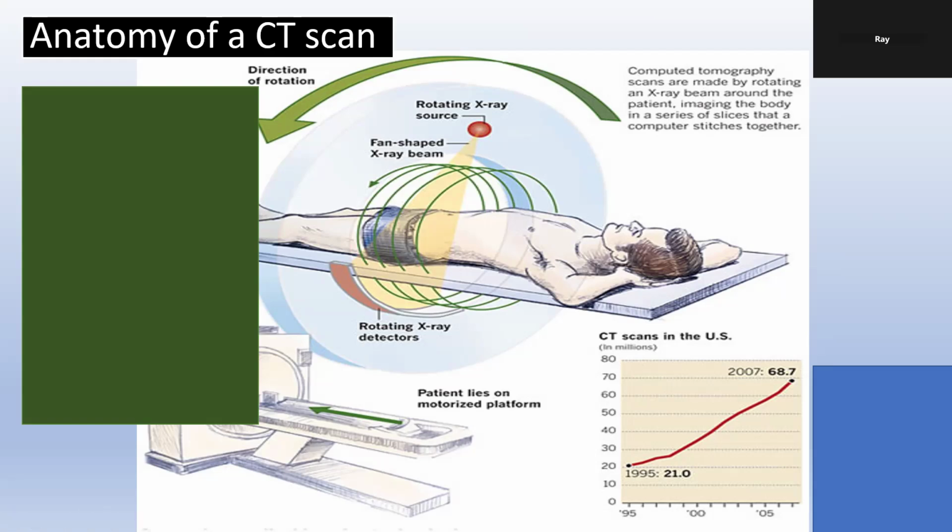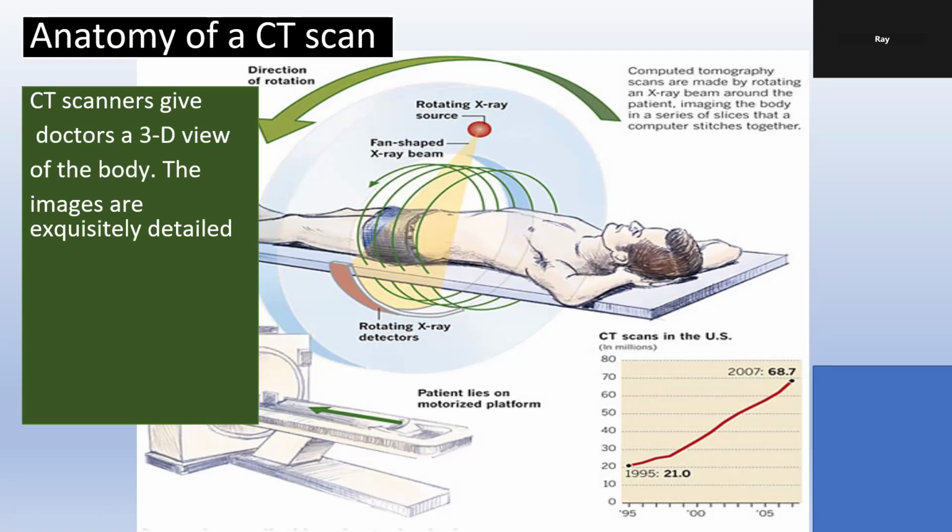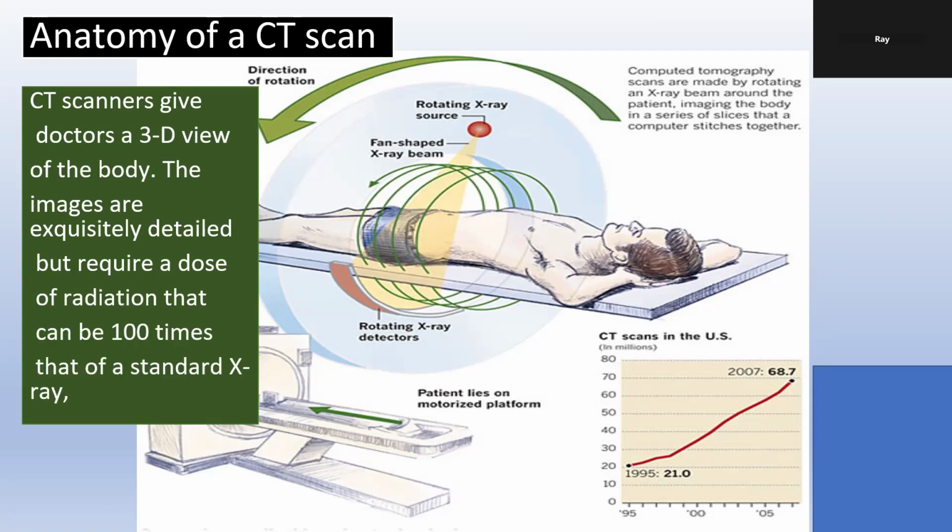That's why we use CT scan. CT scan gives doctors a three-dimensional view of the body. The images are of exquisite detail but require a dose of radiation that can be 100 times that of a standard X-ray. So I am exposed to a greater dose of X-ray in CT scan because it takes pictures of different slices at different angles, whereas for X-ray you just do it once.